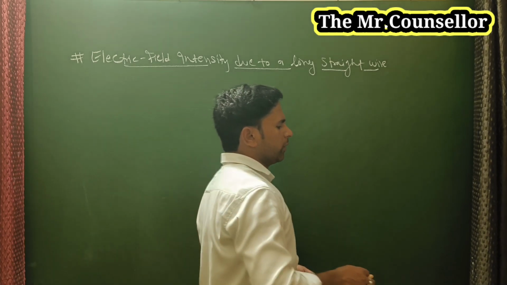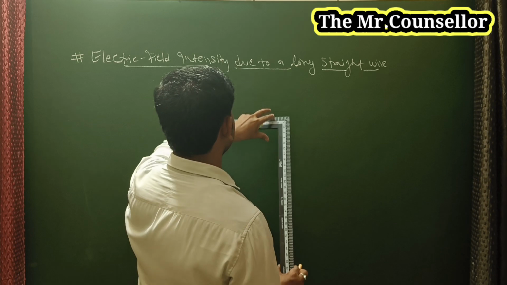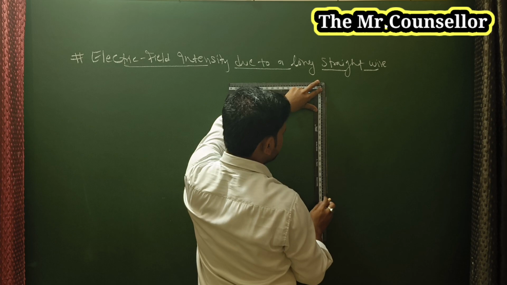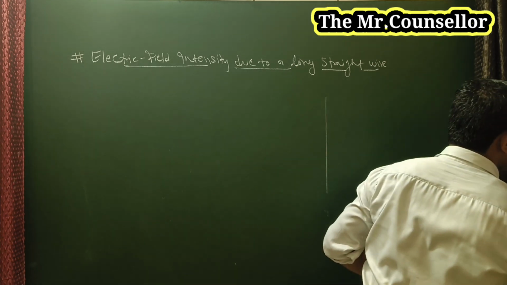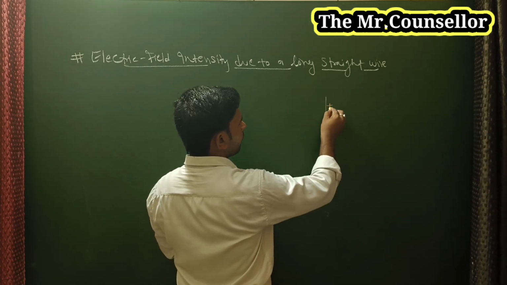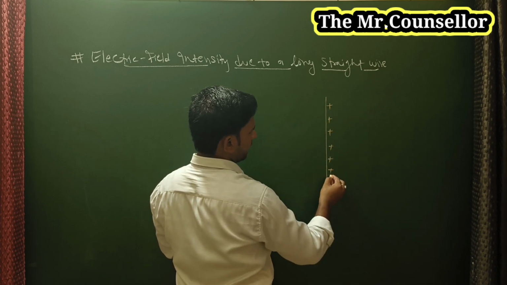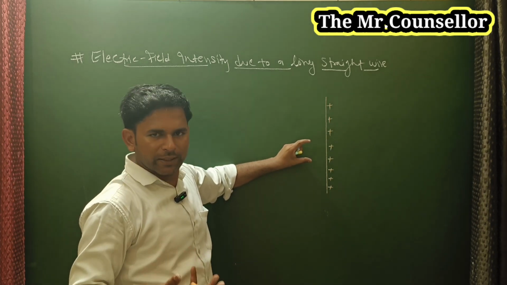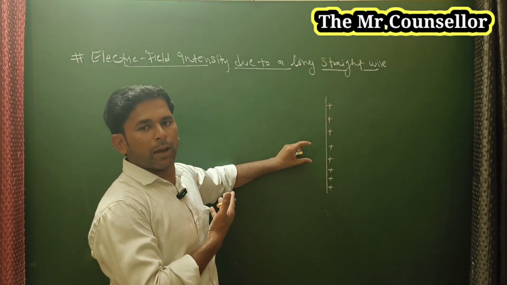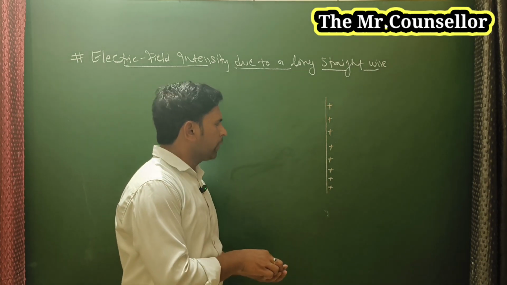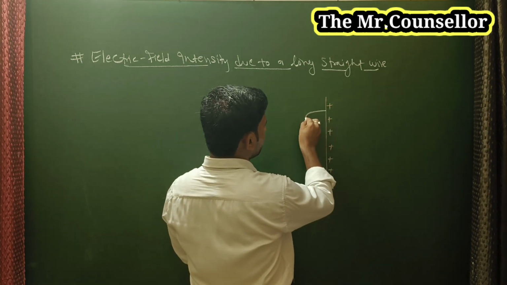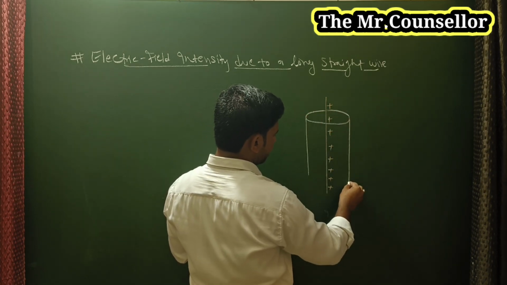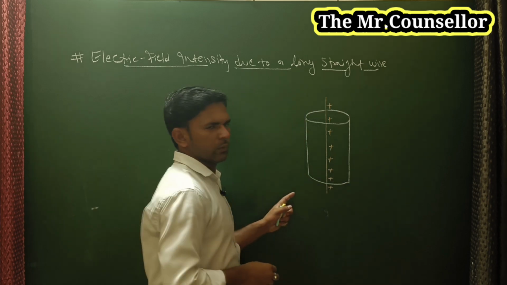Okay, so for that you can draw one diagram here. You are going to take one long straight wire like this, and this wire is fully charged. We need to find the electric field. So how can we find the electric field? Because it is an application of Gauss law, we can consider one Gaussian surface like this.